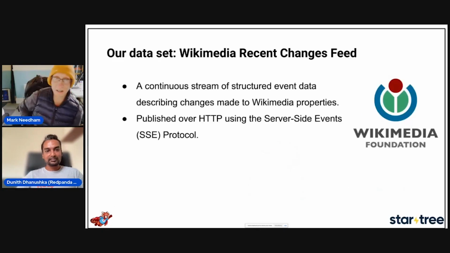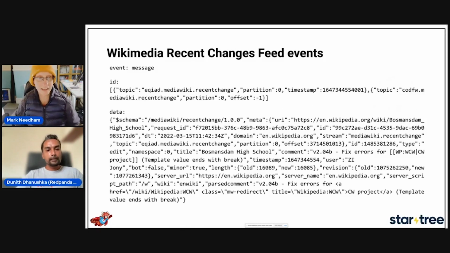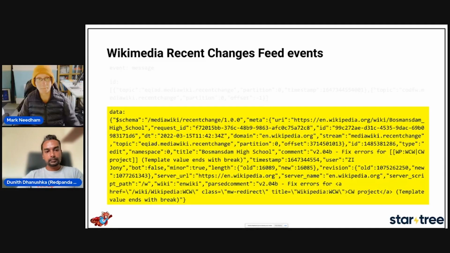We're going to be using Wikimedia's recent changes feed. This is a continuous stream of the changes that people are making to Wikimedia properties. Interestingly, it's internally in Kafka, but they take it and expose it over HTTP using a protocol called server-sent events, which looks like this. You get three properties: an event, an ID, and data. I always see event as message, I never see it as something else. Then they have an ID for each message, and finally they have the data itself, which is a nested JSON structure.